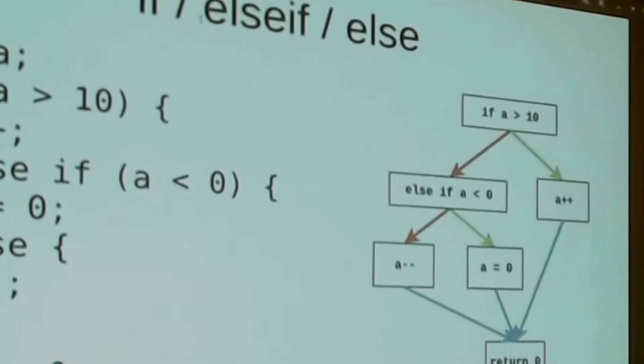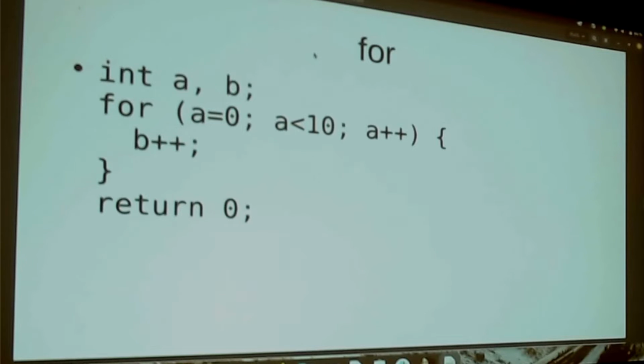Okay, I have, I think, 2 more for you here. Actually, maybe 3 more, but kind of 2. Okay, so here we have a for loop. I have 2 variables, a and b. For a equals 0, while a less than 10, a plus plus, and in the middle, b plus plus. Ready, set, go.